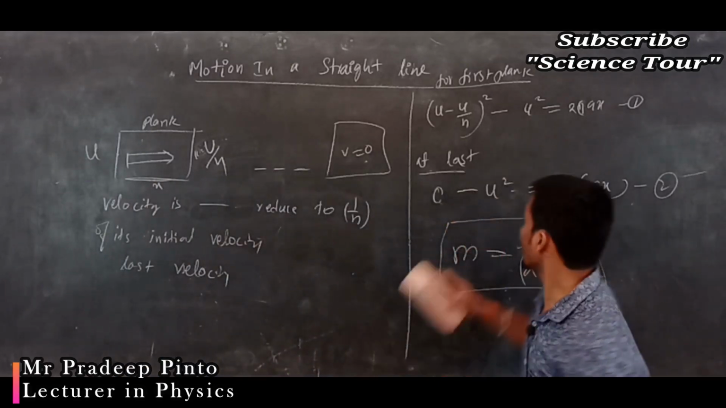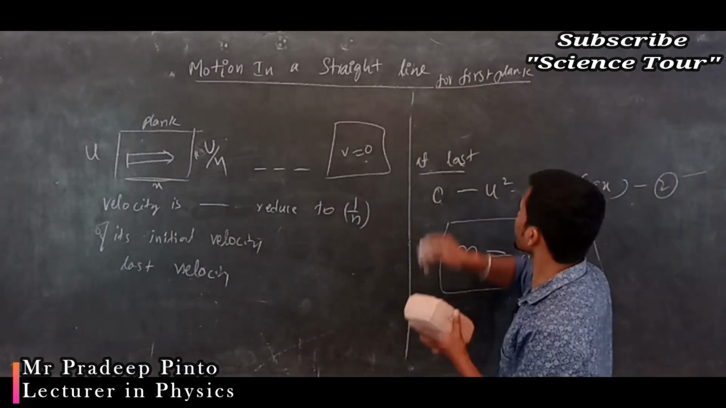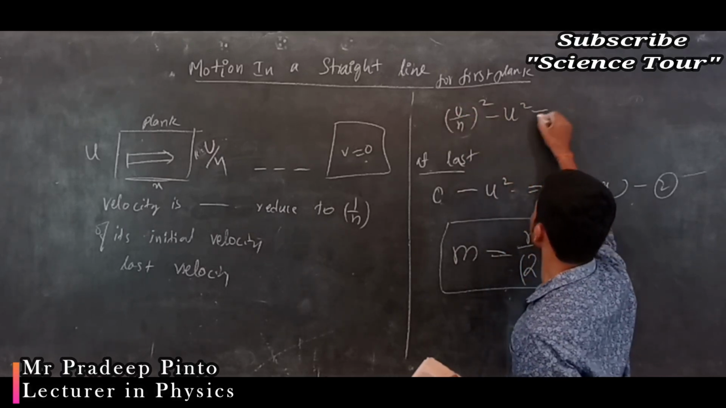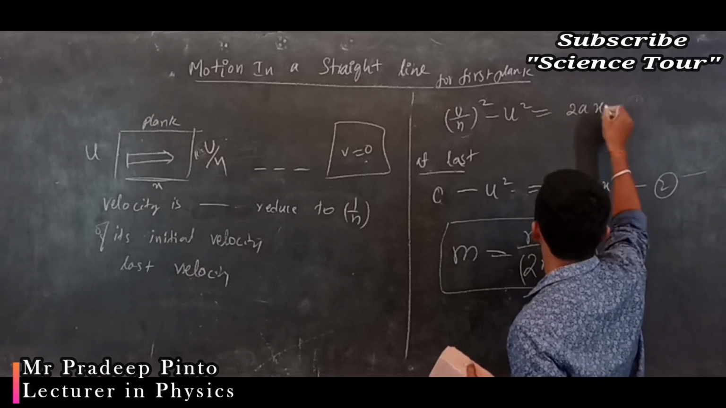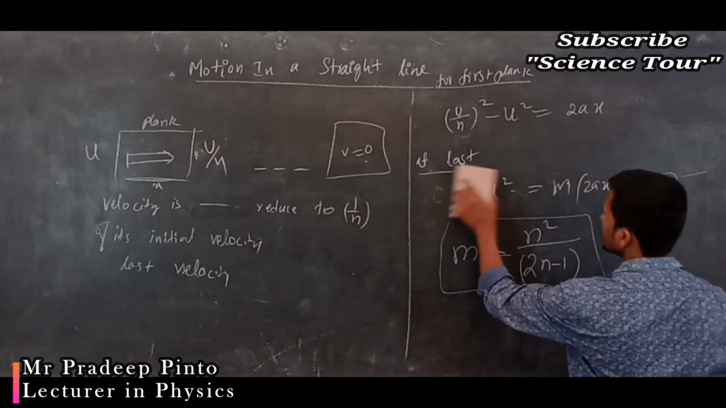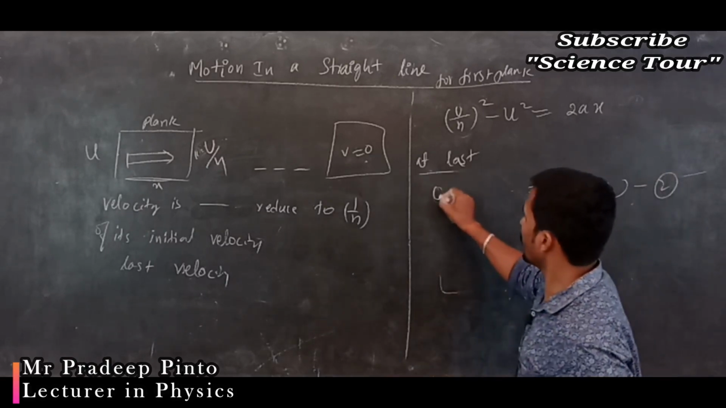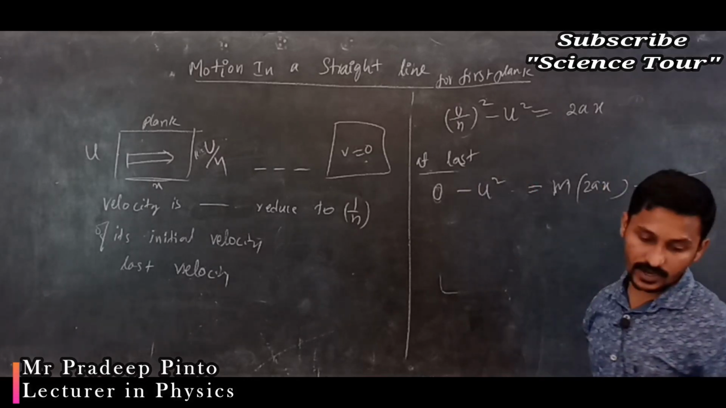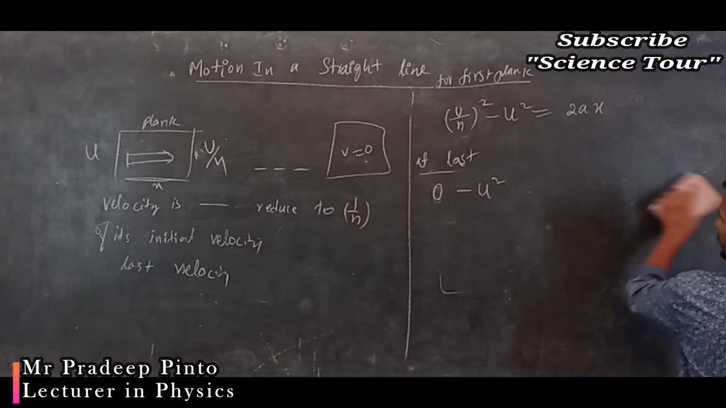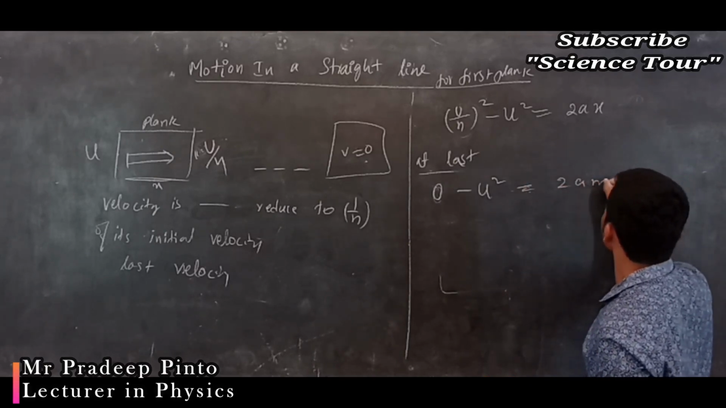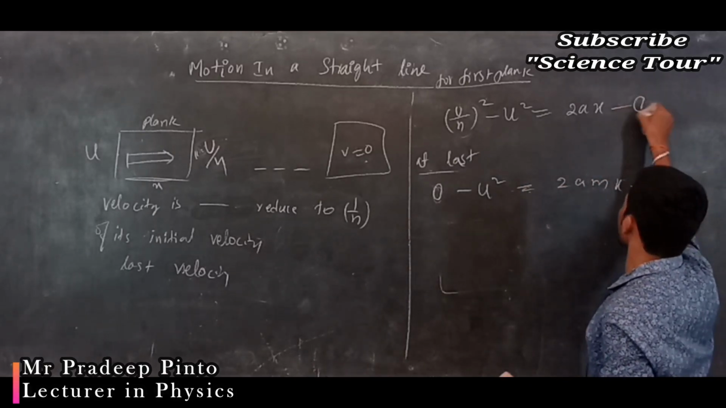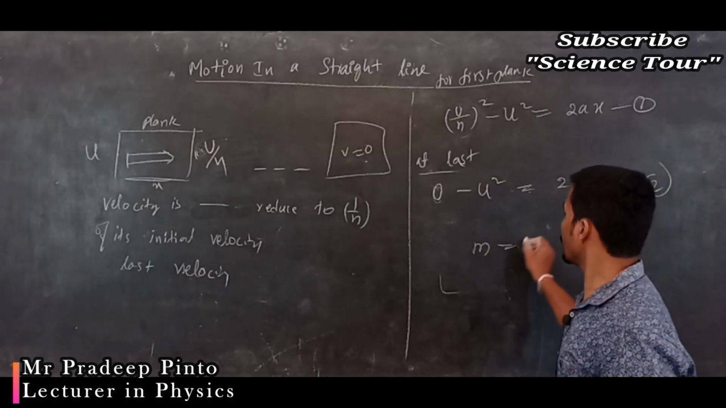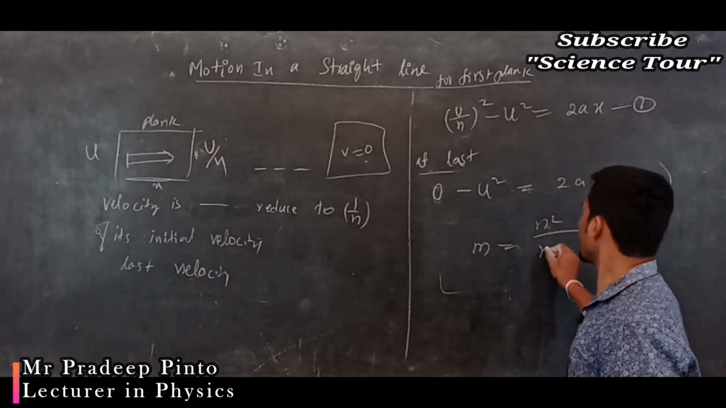So the first case was the same formula: final velocity squared for one plank minus initial velocity squared is equal to 2ax for one plank. Then for m planks, the final is going to become 0, the initial is u square, and the remaining is equal to 2amx. Now divide this, and you are going to get the equation m is equal to n square divided by n square minus 1.